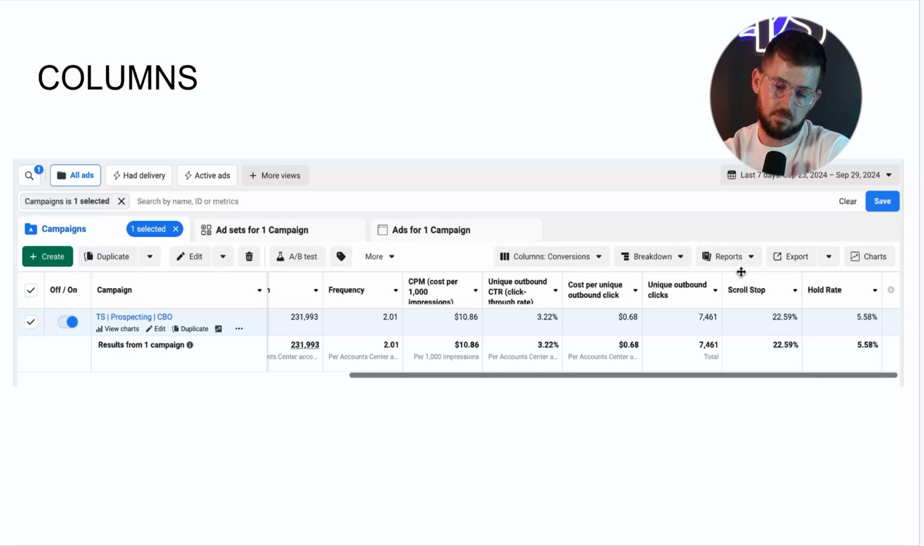And then scroll stop, this one's a decent one to look at because it'll tell me the percentage of people that actually stop the scroll.